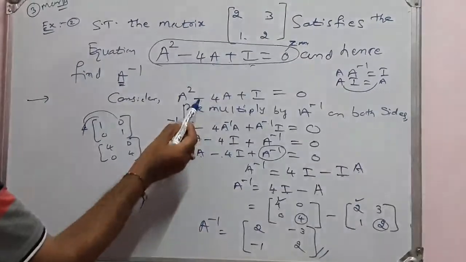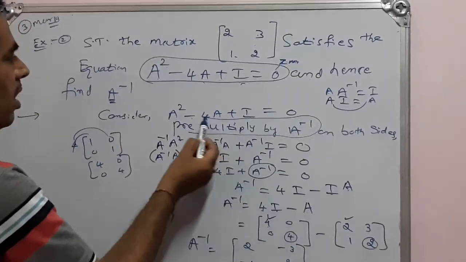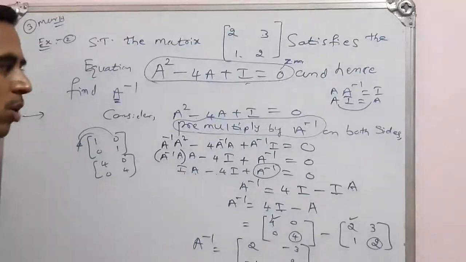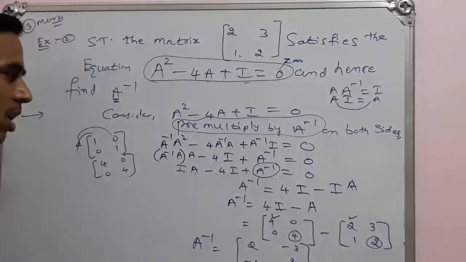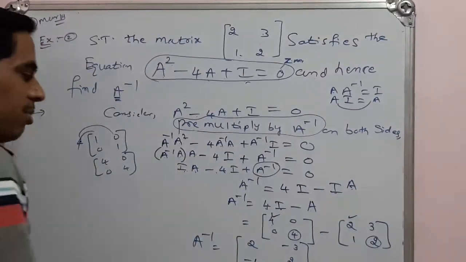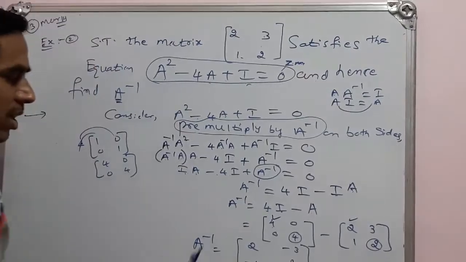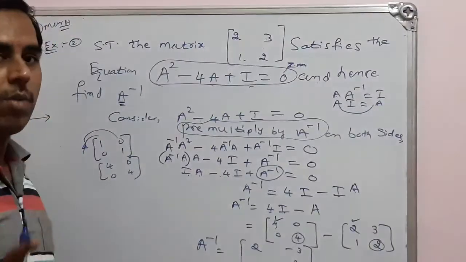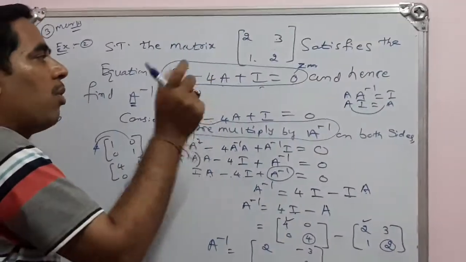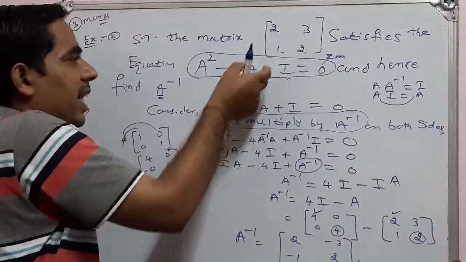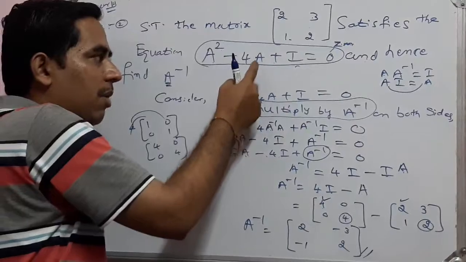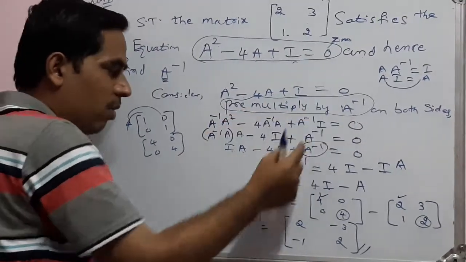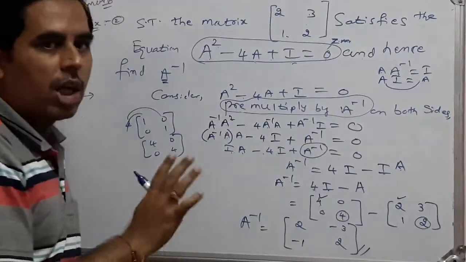We have used this equation, pre-multiplying by A inverse. This is the trick here. You have to pre-multiply both sides by A inverse, then go on simplifying it and solve for A inverse. We'll get the inverse of the matrix. Here we have not used the formula. We have proved that the matrix satisfies this equation, and with the help of this equation, by pre-multiplying by A inverse, we have found the inverse of the given matrix.